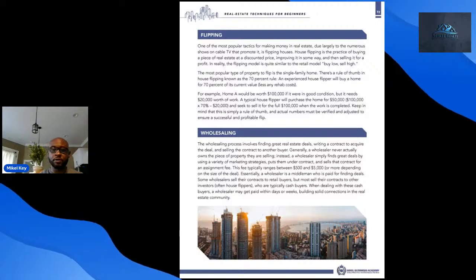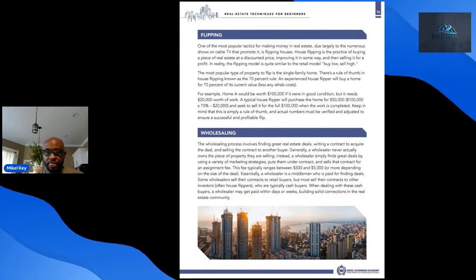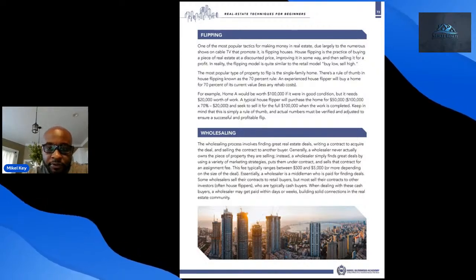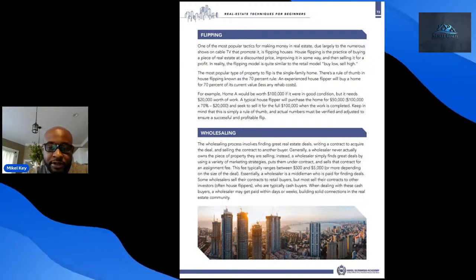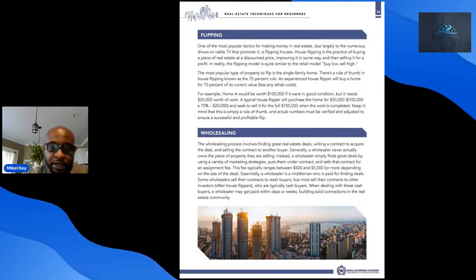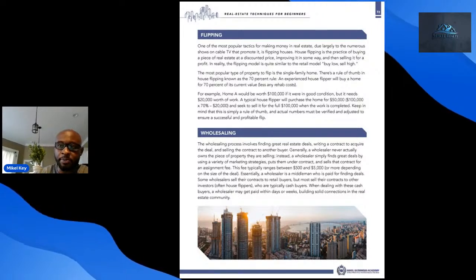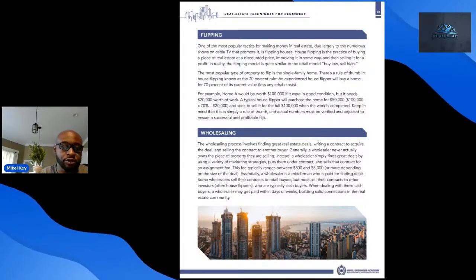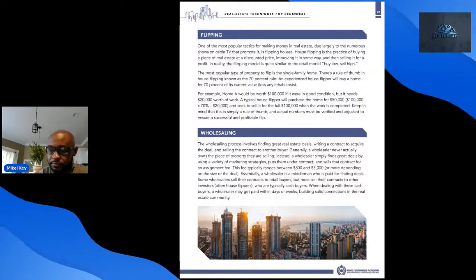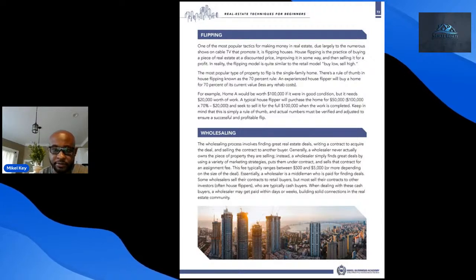I want you to just digest that for a second. The 70% rule says that you can pay no more than 70% of the after repair value, and that's going to be the cost to buy the house and the cost to renovate the house. There's a good example right here in the book on page 72 that walks you through that process.